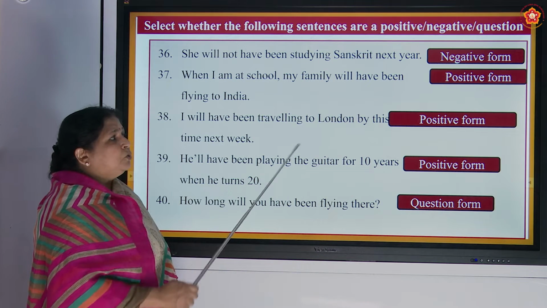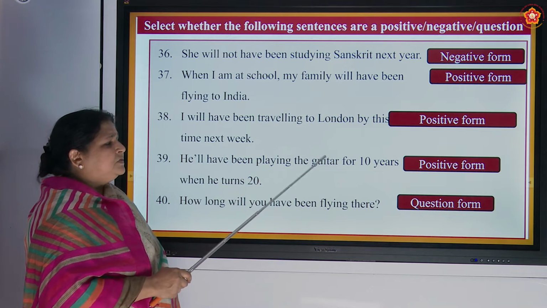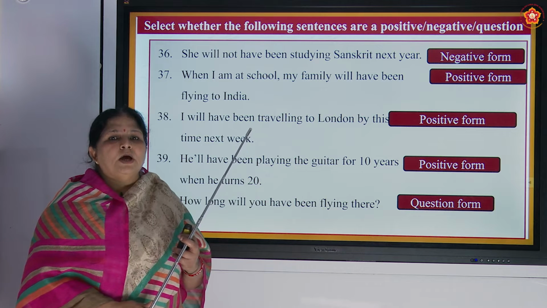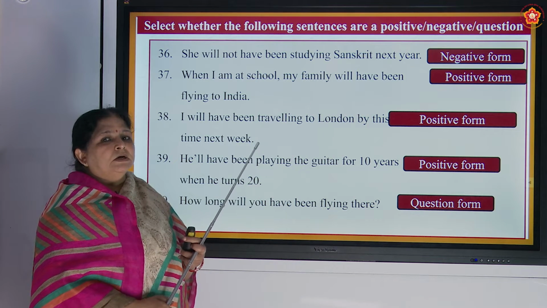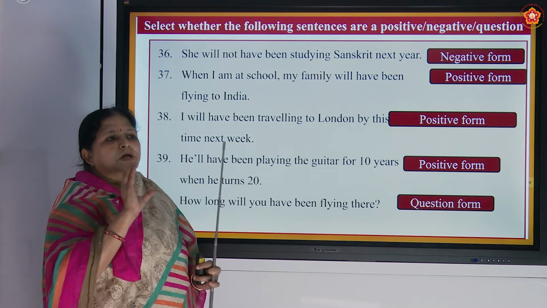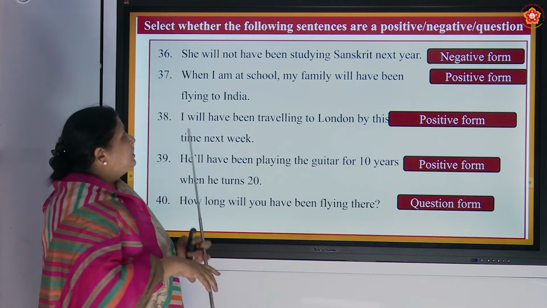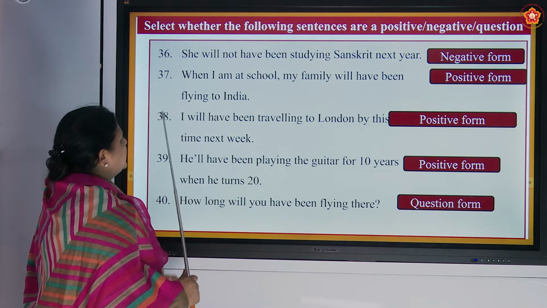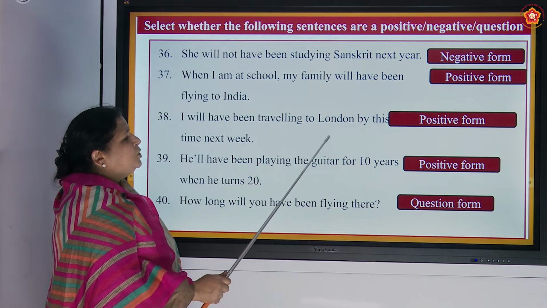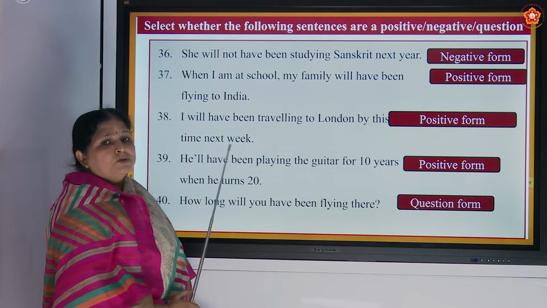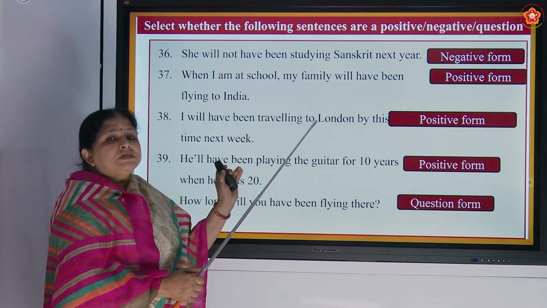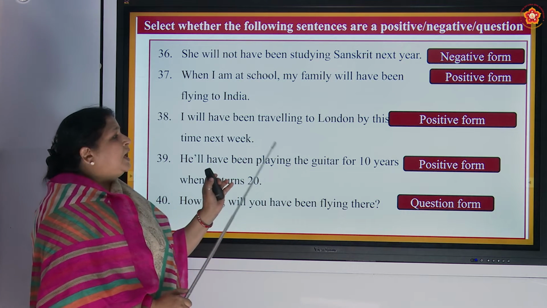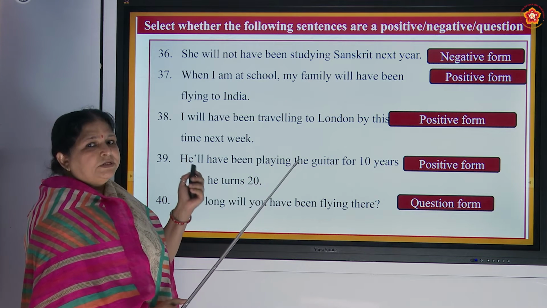So, now you have understood what negative sentences, positive sentences and questions are. Very good. Learn the structural formula properly so that it is easier. In the beginning, you have to read like that. Now see, take one sentence: I will have been traveling to London by this time next week. You have to say which is the subject and which is the object, and then form the sentences.